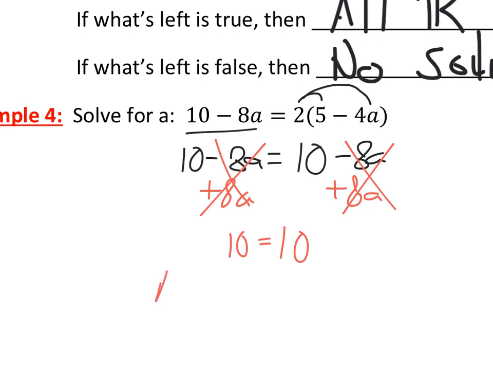Therefore, we say that all real numbers is the solution. And this little r here is the symbol for real numbers. A solution of all real numbers means that no matter what real number you plug in for a, it will make this equation true. So you could plug in 2, you could plug in 40, negative 10, 0, pi. Any number you plug in that is real would solve this equation.